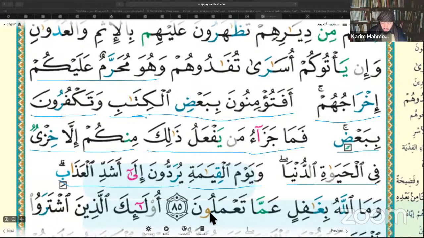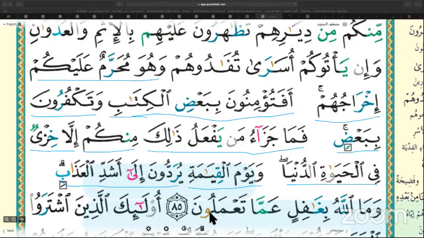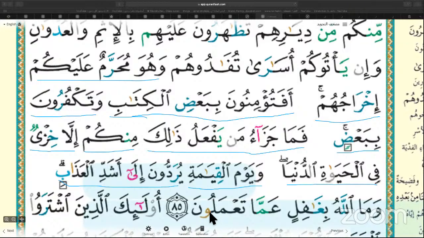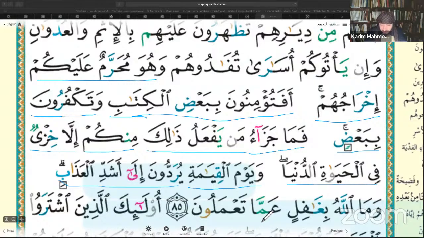You gotta stretch that meem. You see that meem is a double meem here. Stay on the meem.